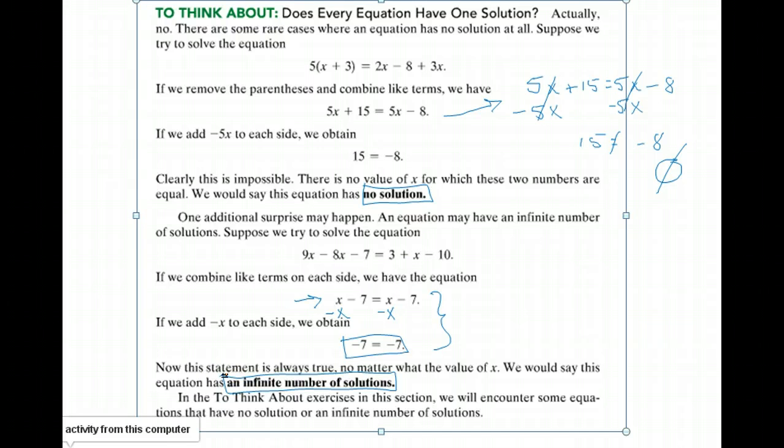So we can solve our equations and get one solution where we have x equals a number, but if our x's cancel out completely, our equation will either have no solution if your result is false, or infinitely many solutions if your result is true. The no solution result means that there is absolutely no number that exists that will make your equation true. Infinite number of solutions means that every number in the world will make your equation true.